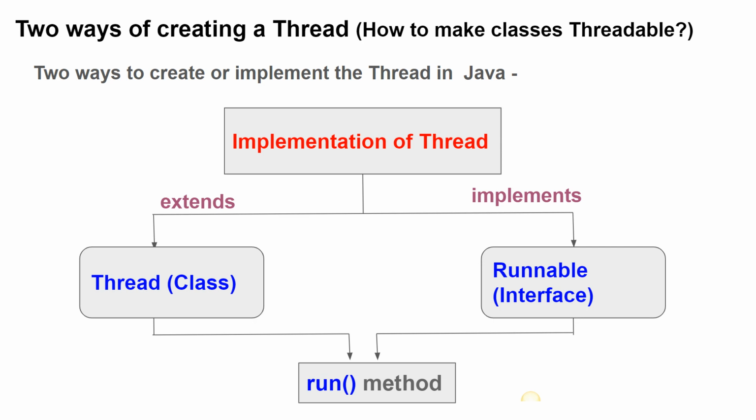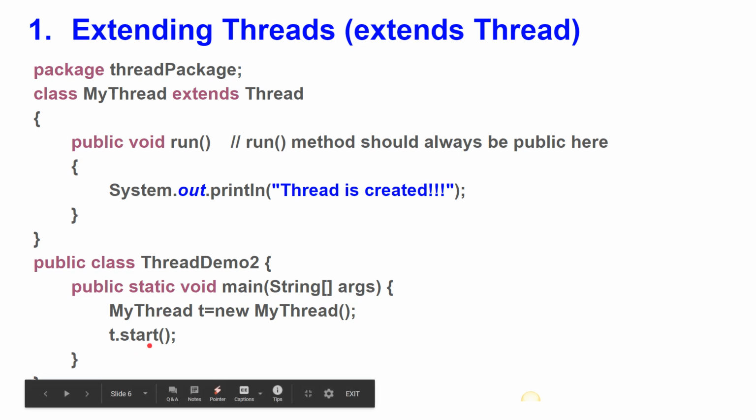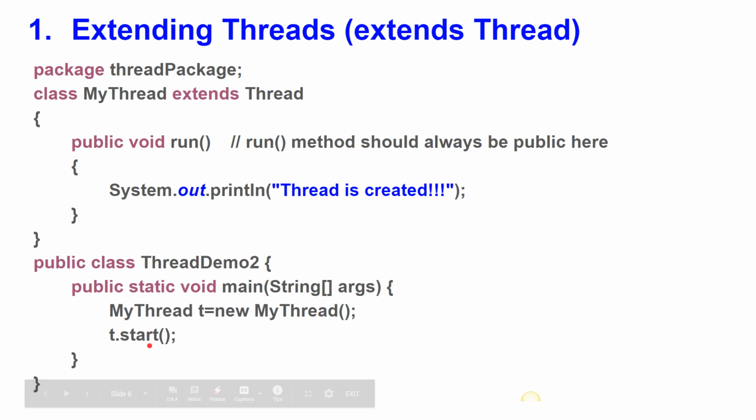We'll take an example: extending Thread. Execution starts from ThreadDemo2. The project name is ThreadDemo2, the package name is threadpackage, and the class name is ThreadDemo2. It's the main class, and execution starts from the main class. Here I'm creating the object of my thread: t = new MyThread, then t.start.